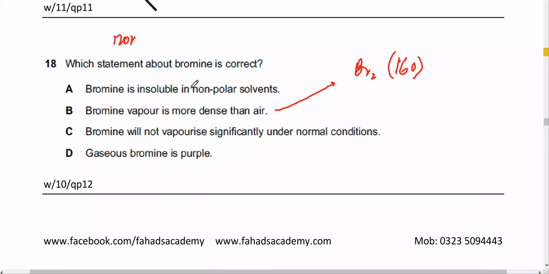So bromine is going to be very soluble in non-polar solvents because bromine is non-polar. Next: bromine will not vaporize significantly under normal conditions. Bromine usually does vaporize. It vaporizes a lot. Lots of bromine vapors are formed.